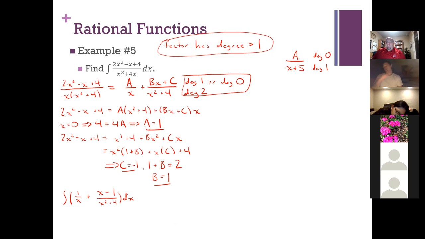I'll pause for questions on how we got there, if you have them. Otherwise, we can start doing the antiderivatives. So what is the integral of 1 over x dx? Natural log of x. Natural log of, don't forget the absolute value, but yeah. And then this other one, x minus 1 over x squared plus 4. We already decided we can't factor that one anymore. So how do we deal with that integral?